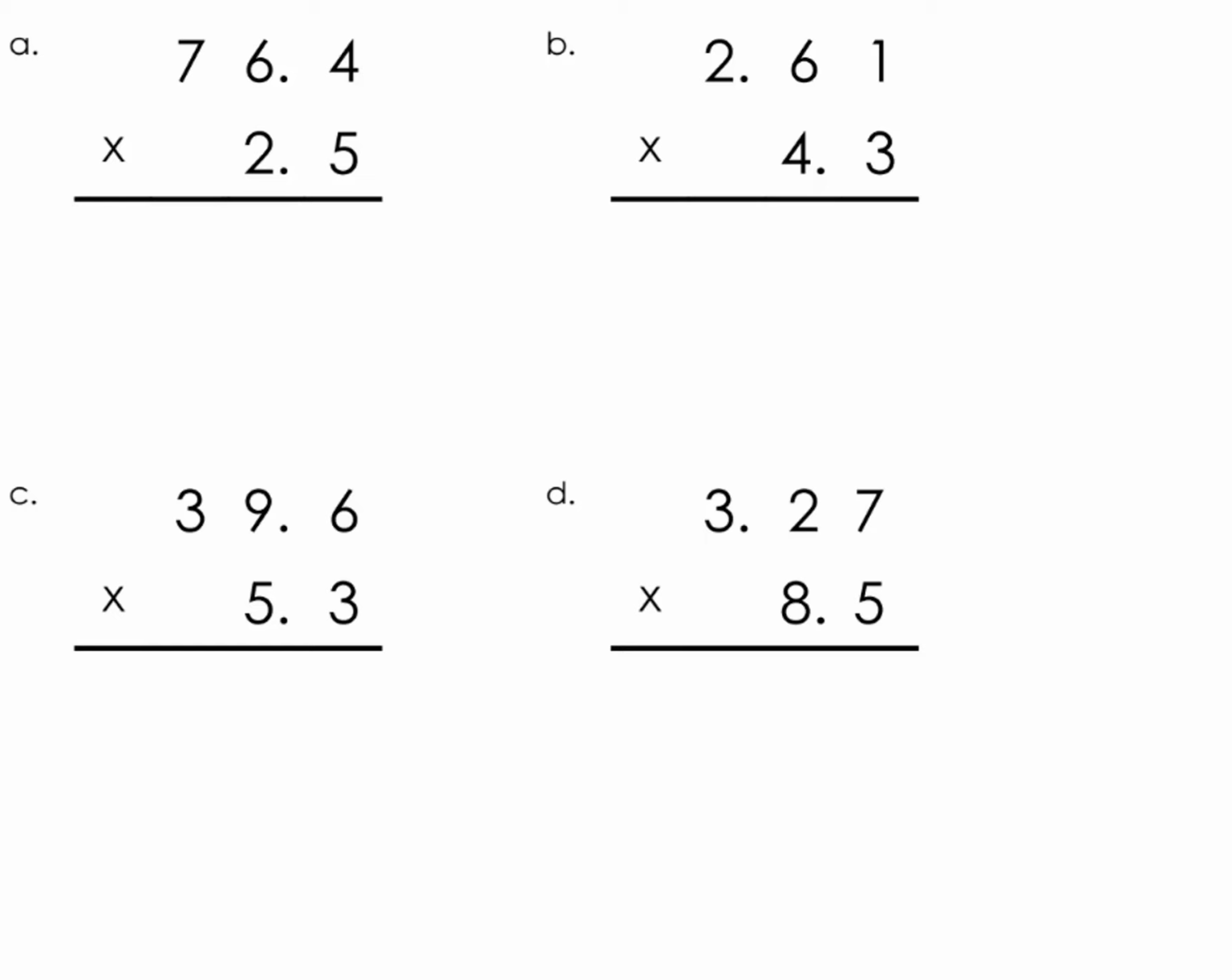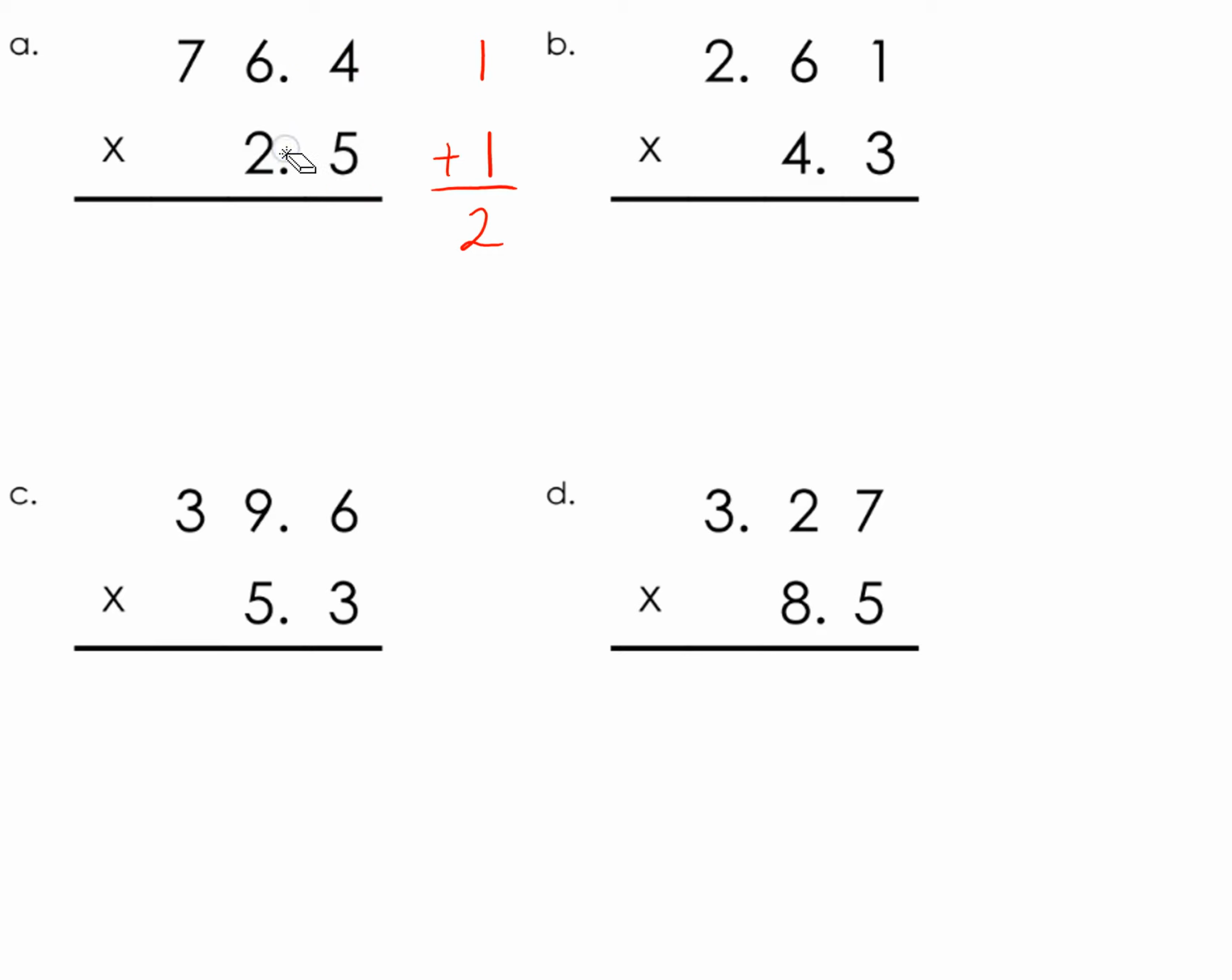All right, same process, we just have a little bit bigger numbers. So first one, here's my decimal. I have one number behind the decimal here. On the bottom number, here's my decimal. I have one number behind the decimal on the bottom number. So once I get my answer, I'm going to move my decimal over 2 places.